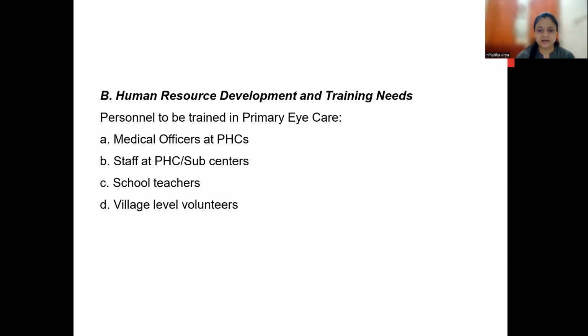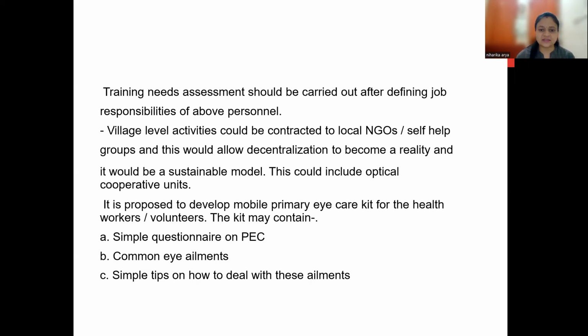Human resources development and training needs: personnel to be trained in the PHC, including the medical officers at the PHC, staff at PHC, sub-centers, school teachers, and the village level volunteers. So training needs assessment should be carried out after defining the job responsibilities of the above personnel. Village level activities could be contracted to local NGOs and self-help groups, and this would allow decentralization to become a reality, and it would be a sustainable model. This could include an optical cooperative unit.